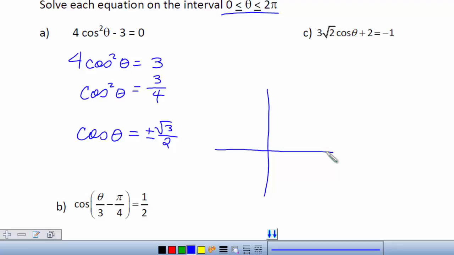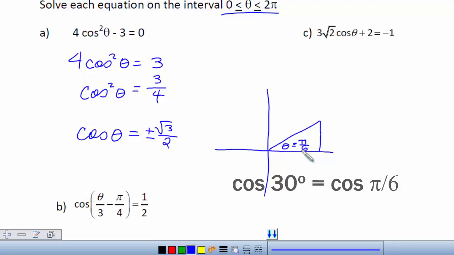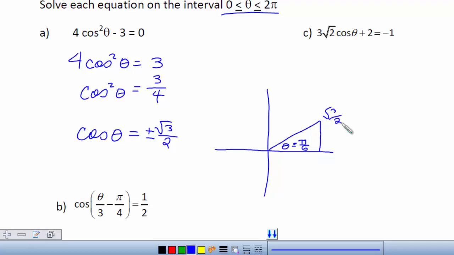Okay, so let's see what we get. I need to know where cosine theta is equal to root 3 over 2. Well, that happens when theta is equal to what? Pi over 6, right? Everybody remember that? Cosine of 30 degrees, or pi over 6, gives us square root 3 over 2. Also over here, the reference angle, pi over 6, when I take cosine of it, is either going to give me plus or minus root 3 over 2. Everywhere where I have a reference of pi over 6.